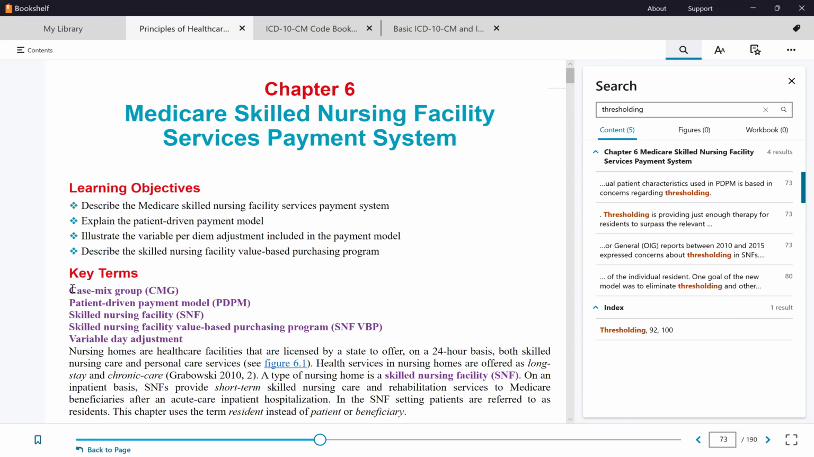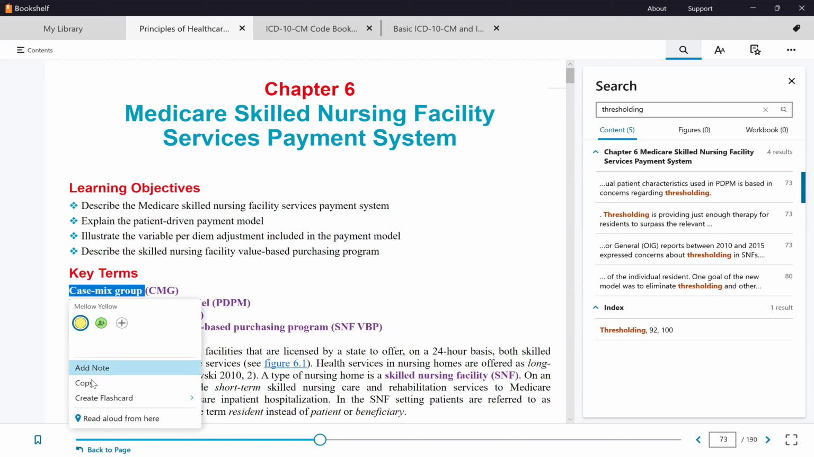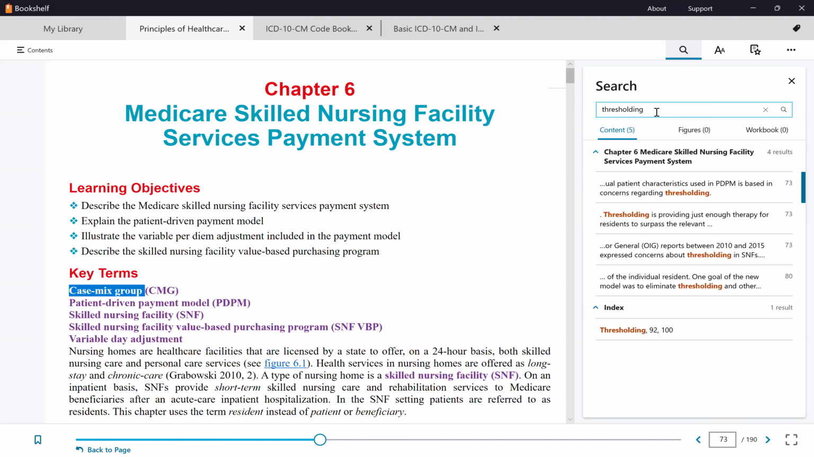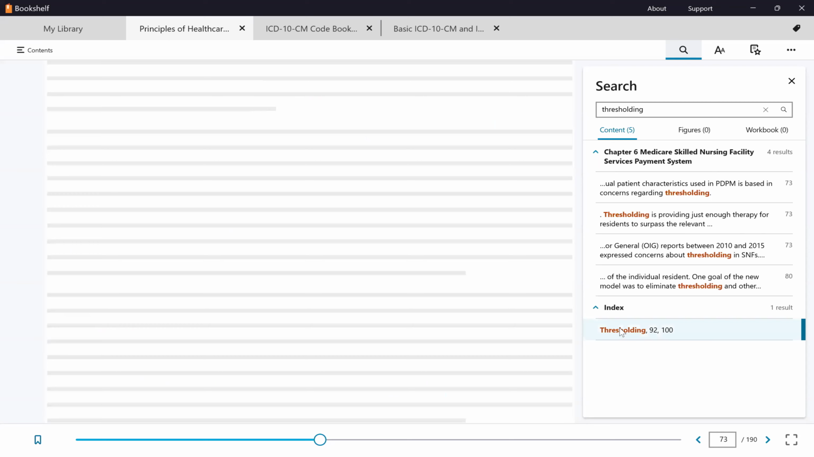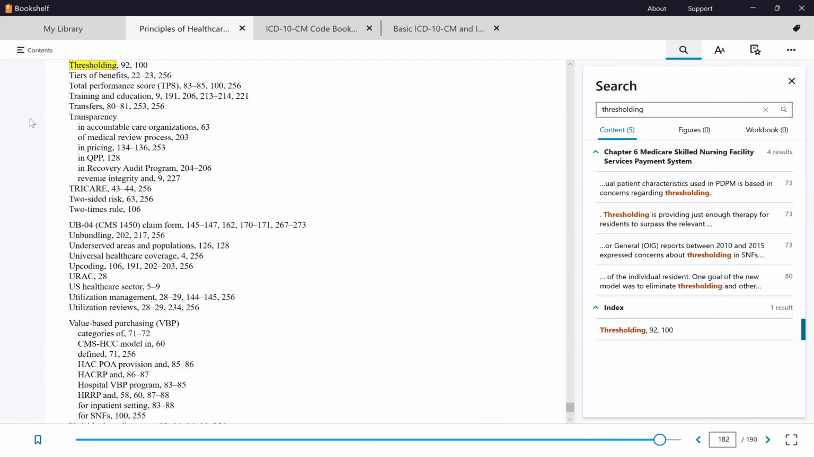As you go along, you may want to go and try to find them in the ebook, which you can do by searching over here, as I did for thresholding. If you don't have the ebook, you can get these as well in the index. As you can see here, thresholding is mentioned on pages 92 and 100.